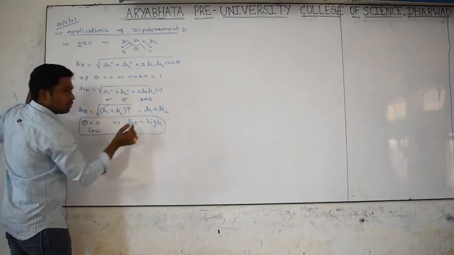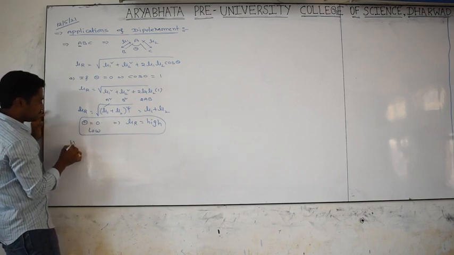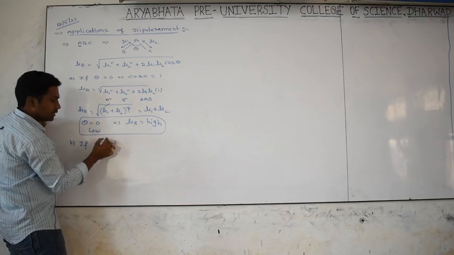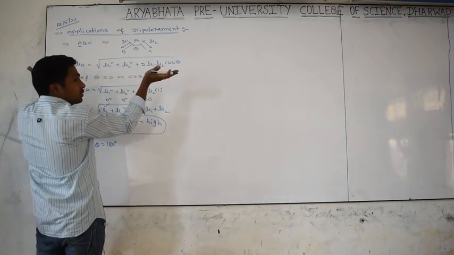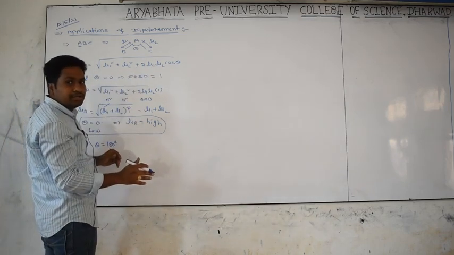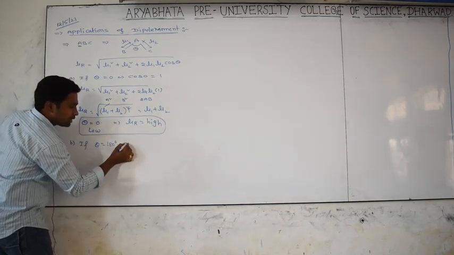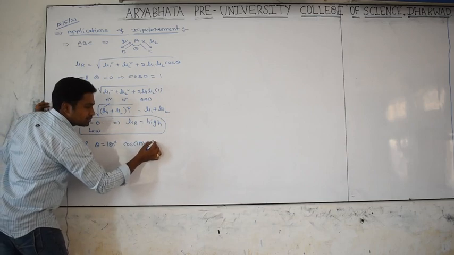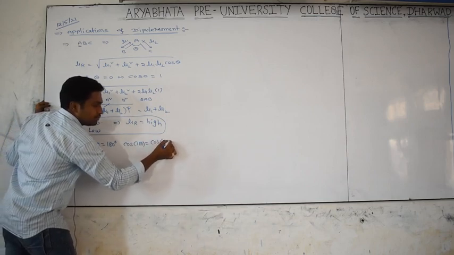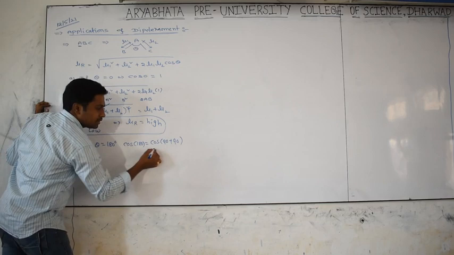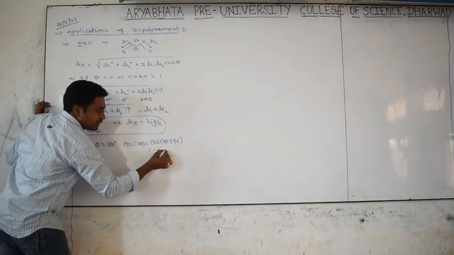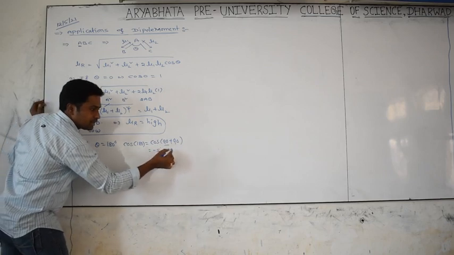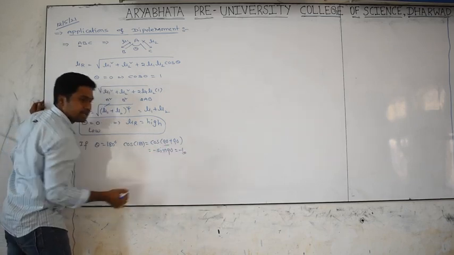Yes. Now I will tell you the second case. Suppose the bond angle is 180 degrees, meaning the bonds are well separated and the molecule is linear in shape. Then we write cos 180. Cos 180 can be written as cos (90 plus 90). Cos (90 plus 90) means minus sin 90. Minus means it comes into the second quadrant. So minus sin 90 is nothing but minus 1.